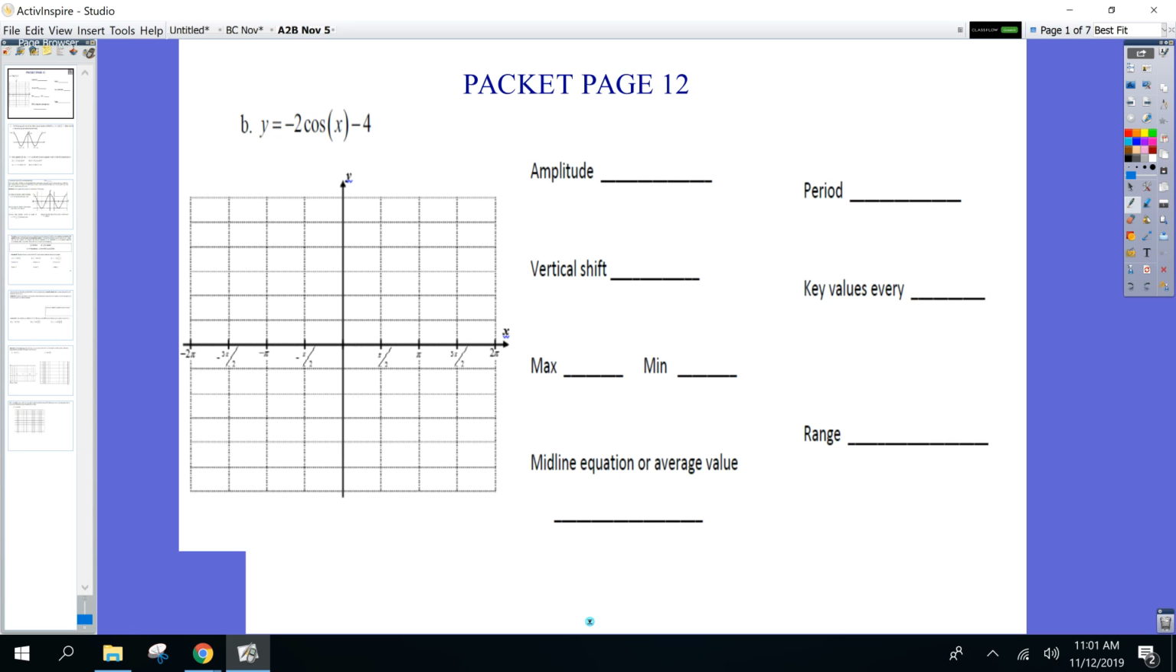All right, number 12, I'm jumping right into it. Doing part B, graph B, -2 cosine x minus 4. This is all a review of everything we've been doing. I want to fill in the values first before I graph.